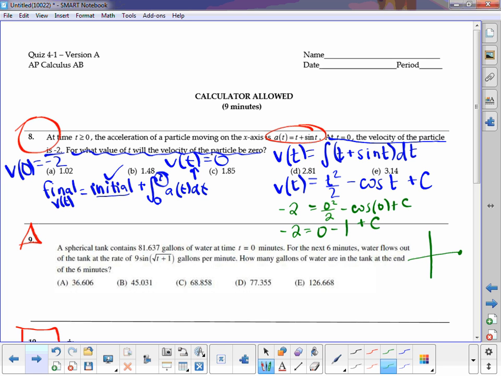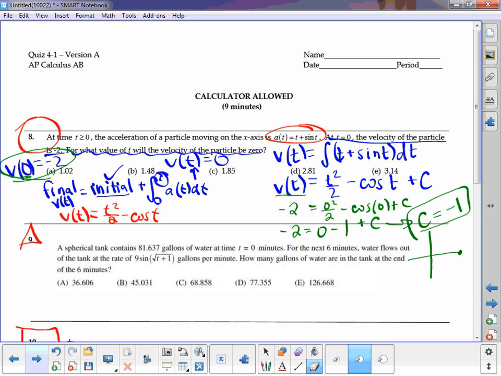What did you ask? So they told me that I'm taking this initial condition and plugging it in. So when time is 0, my velocity is -2. So I'm putting it. Alright, so then I get that my plus c is actually -1. Are we good with that so far? Questions on that? Okay. So now I have my actual velocity equation. So t squared over 2 minus cosine t plus c, which is -1, so -1.